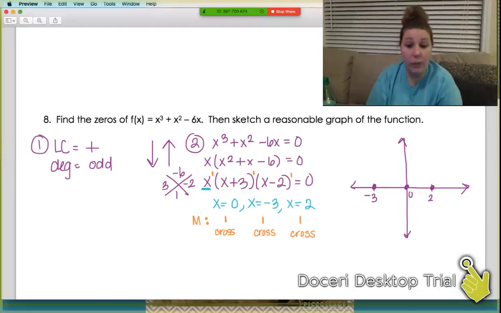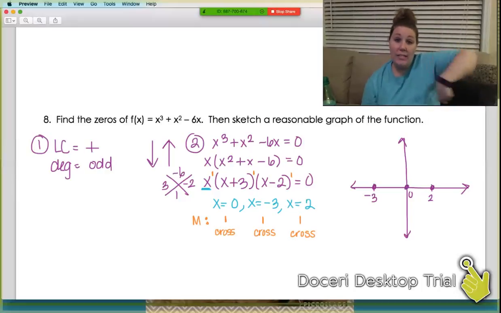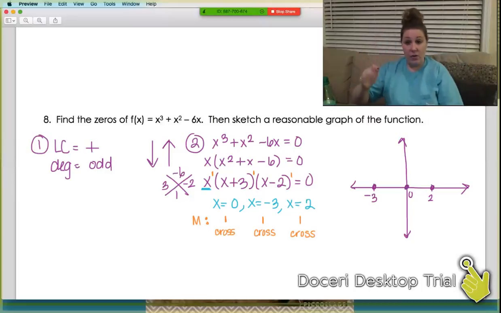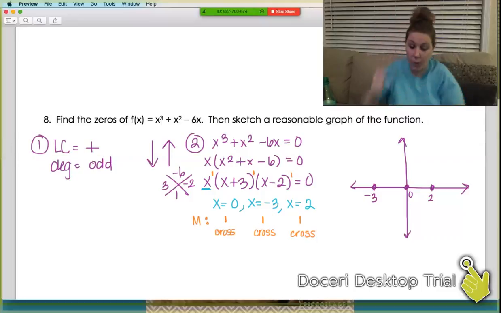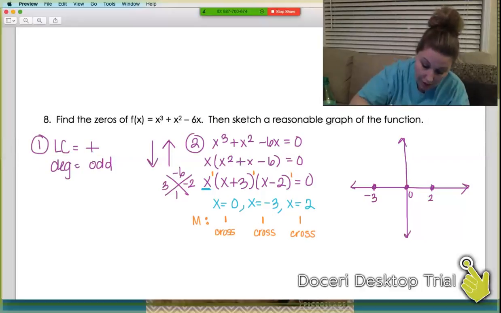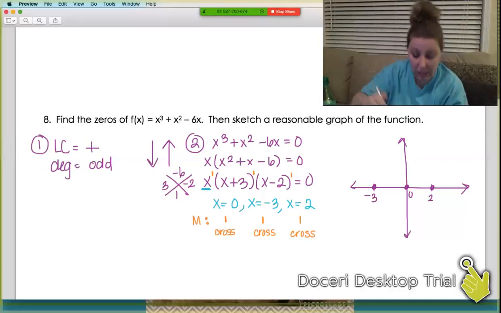And now again, we look back at our end behavior. I know it has to start pointing down. So on this side of the graph, I'm going to start under the x-axis, come through it, then aim for my other one, and then aim for my other one. And I should end going up. So at each of these x-intercepts, it's going to cross.